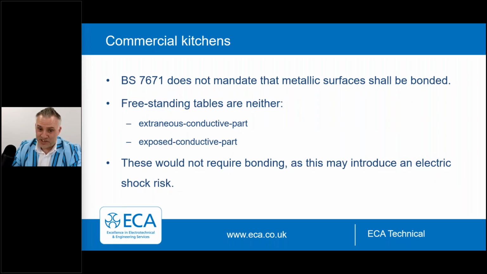So BS 7671 doesn't mandate that metal surfaces shall be bonded, and that extends to freestanding tables. They're not extraneous and they're not exposed conductive parts, and they're the two questions you really need to ask yourself when you're in this situation. If you were to bond that table, for example, would you actually create an electric shock risk?